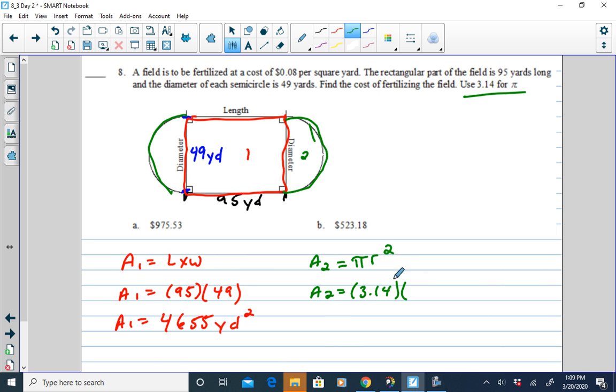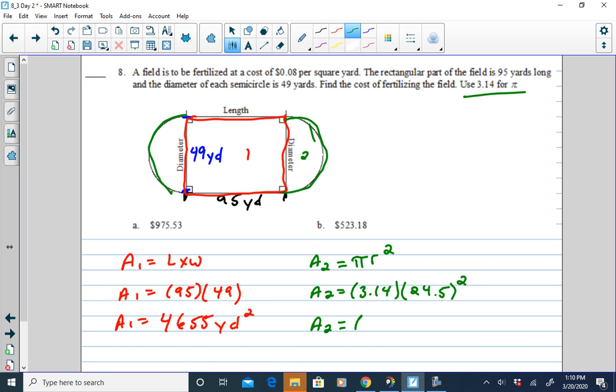And then our radius is going to be what? Well, if the diameter is 49, the radius is going to be half of 49. So what is half of 49? That's going to be 24.5. Then we have to square that, because it's pi times the radius squared.